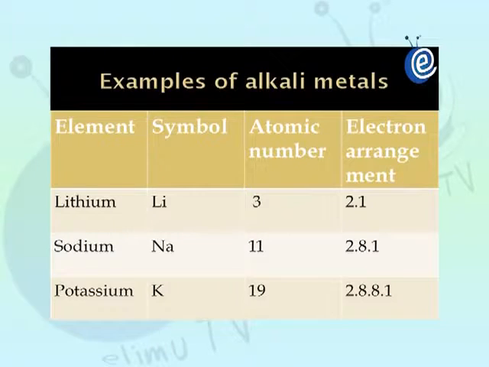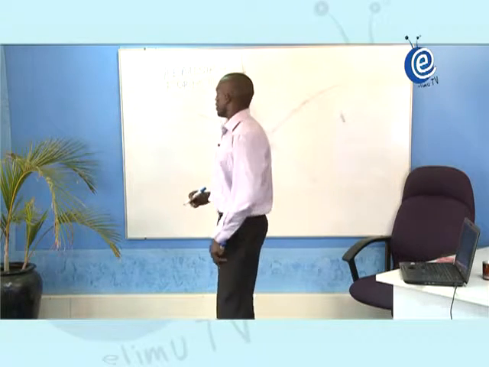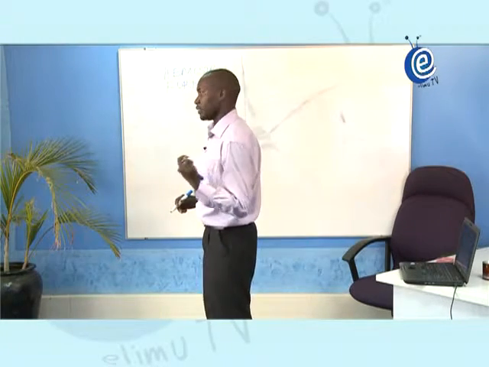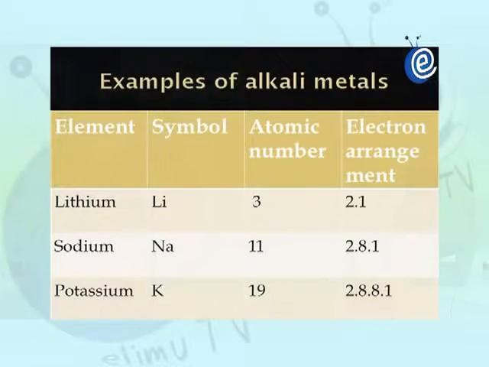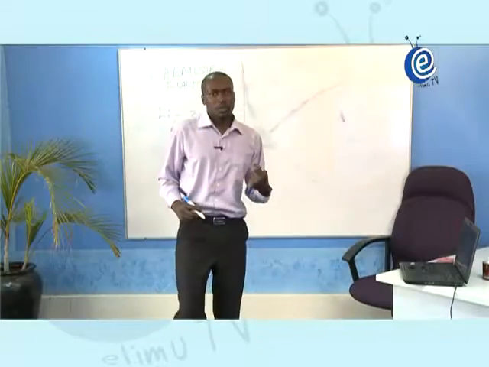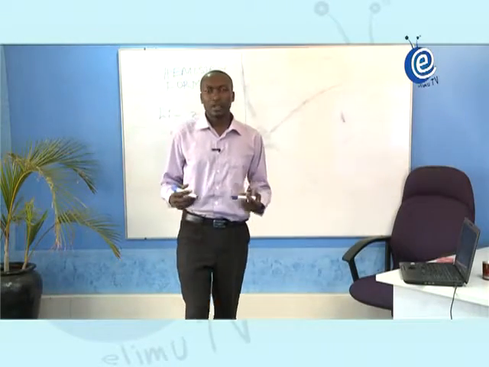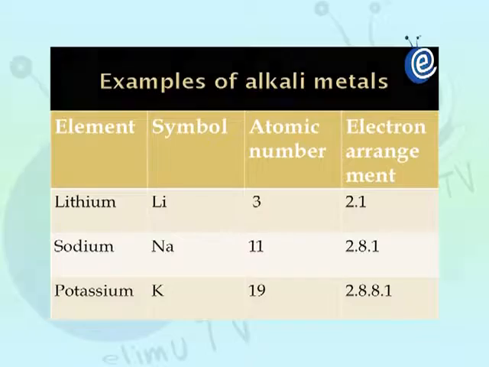So if I just maybe draw the electron arrangement in these alkali metals, they will be as follows. Number 1, lithium. Lithium has an atomic number of 3. And then we have sodium, which has the atomic number of 11. We have potassium with atomic number 19.